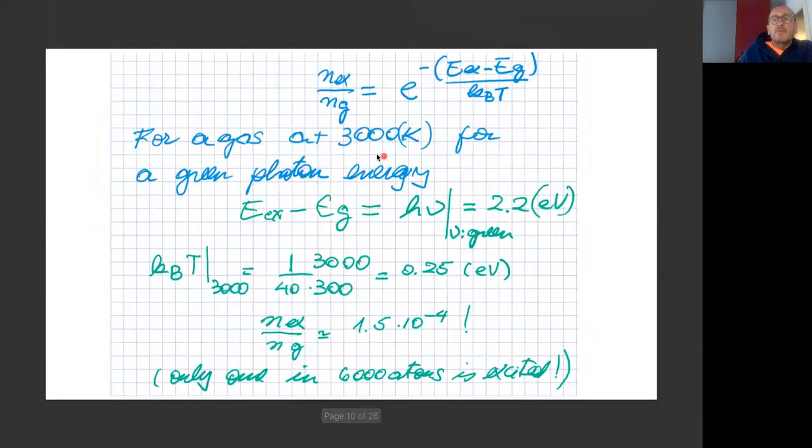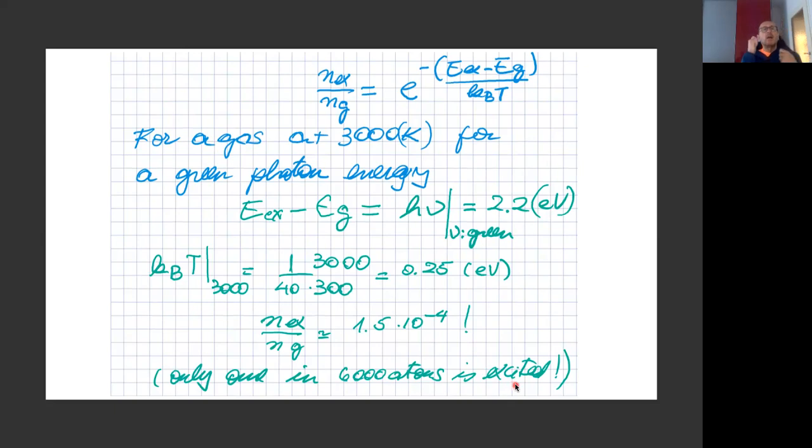And if I do that for 300 Kelvin, I find out that this ratio, the number of excited atoms versus the number of atoms in the ground state, is a minuscule number, 1.5 times 10 to the minus 4. What does it mean in practice? In practice it means that 1 in every 6,000 atoms in this bottle of gas is actually in an excited state.